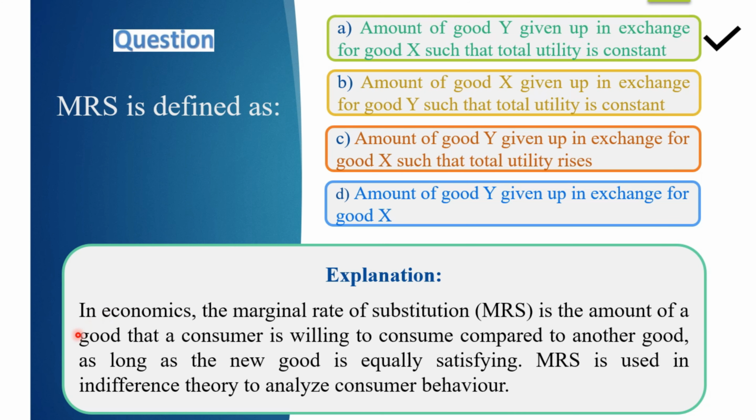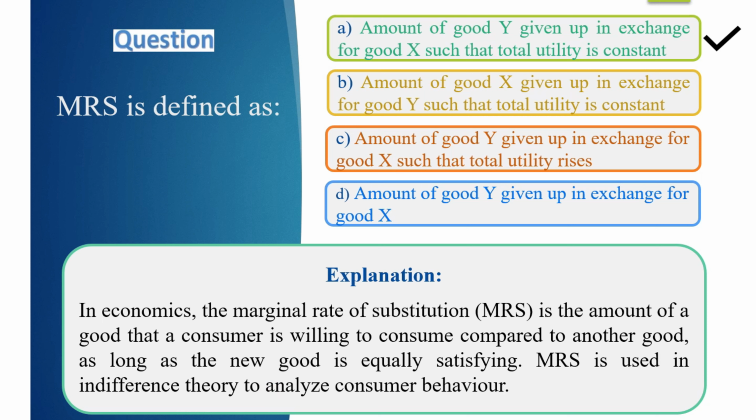So, in economics, the marginal rate of substitution is also known as MRS. It is the amount of a good that a consumer is willing to consume compared to another good as long as the new good is equally satisfying. MRS is used in indifference theory to analyze consumer behavior.